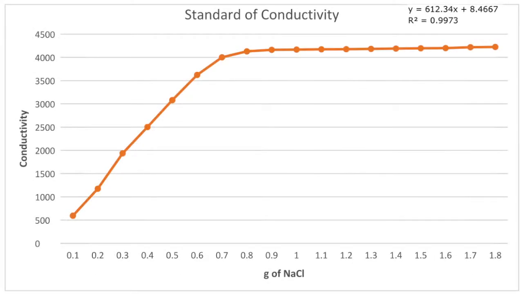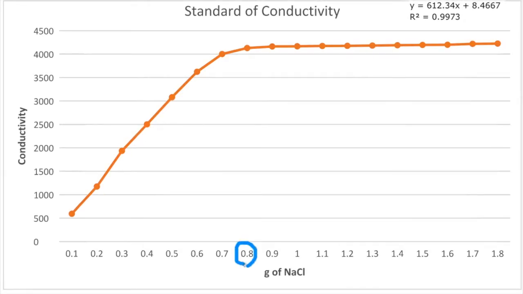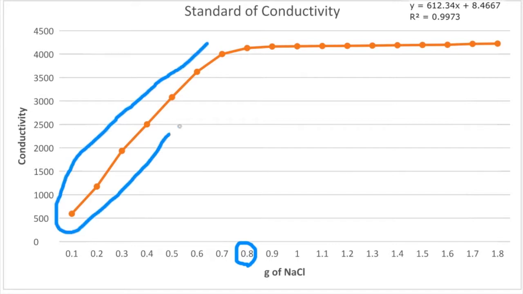In the standard curve, we can observe that the line flattens at the top after 0.8 grams because the ion concentrations were too high for the conductivity probe to measure. Therefore, the equation and coefficient were obtained from the first 6 points of the standard curve.